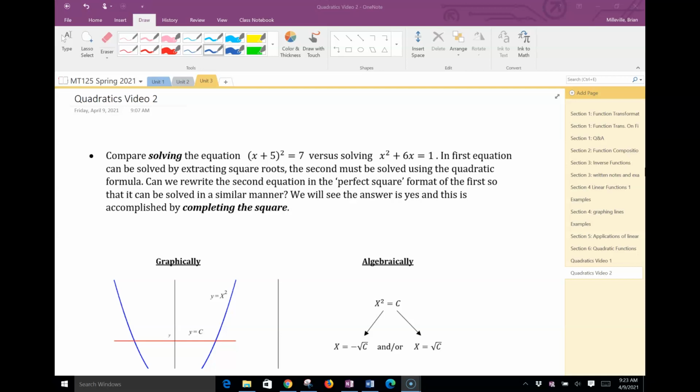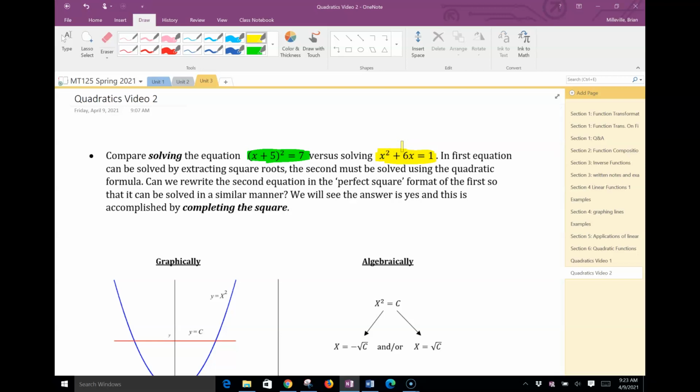square roots, but that depended on our equation taking a particular format, meaning we have to have something squared equals a number, kind of like this first equation I'm highlighting here. Comparing that to the second equation in the paragraph, we would have to rely on the quadratic formula for that second one up to this point.